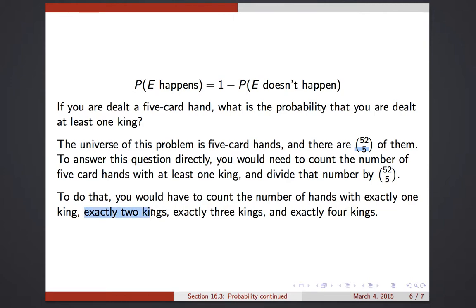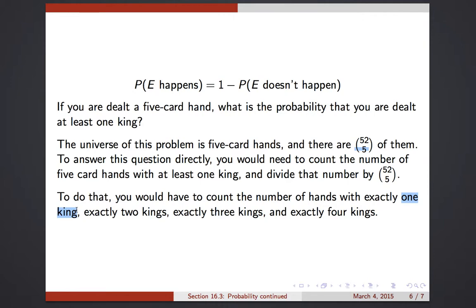So you can do it. I mean, you have the tools to do it. But it is not easy to count the number of 5-card hands with exactly 2 kings. It's sort of time consuming, and you have to really be careful. You have to make sure you don't double count things. So for example, if you're trying to count the number of hands with one king in them, suppose you have a hand with the king of clubs and the king of spades in it, right?